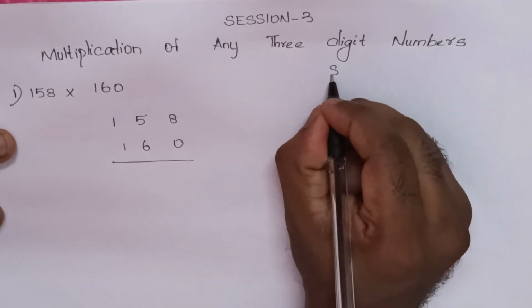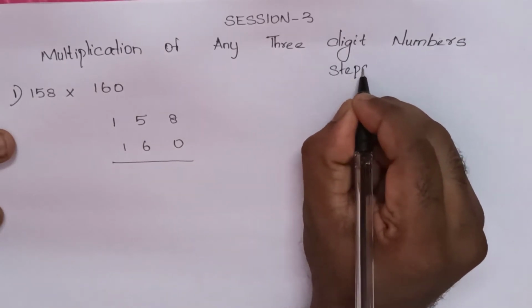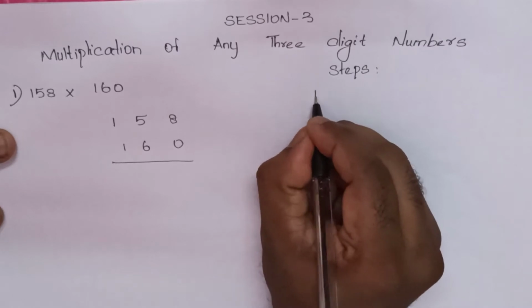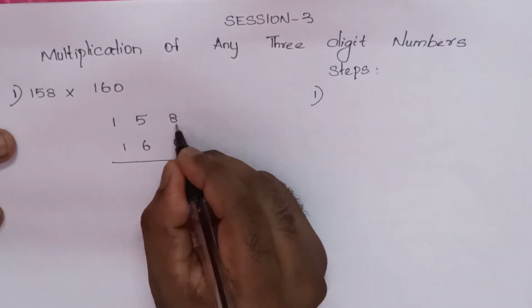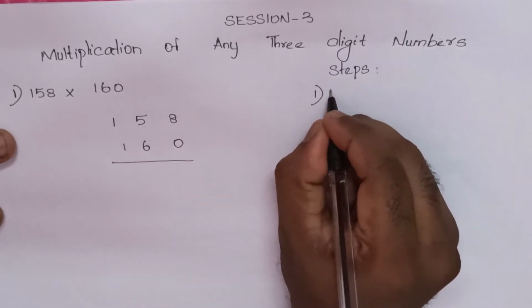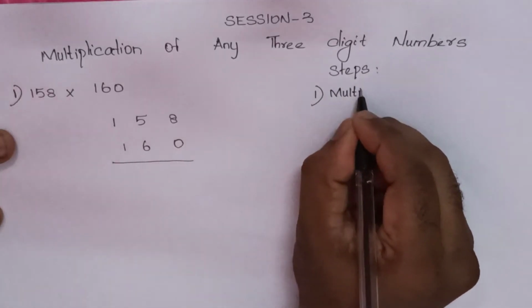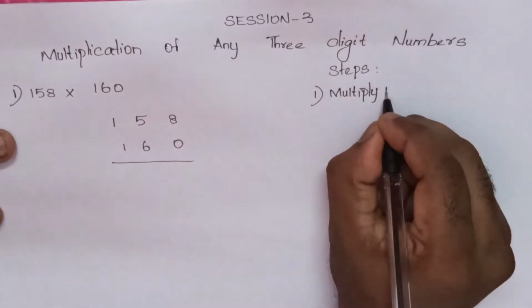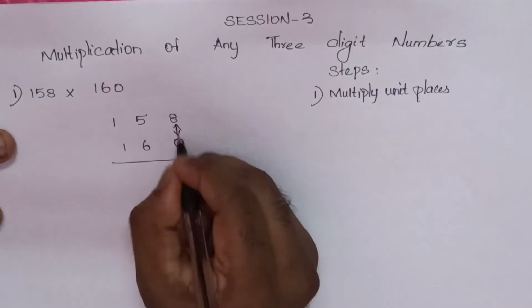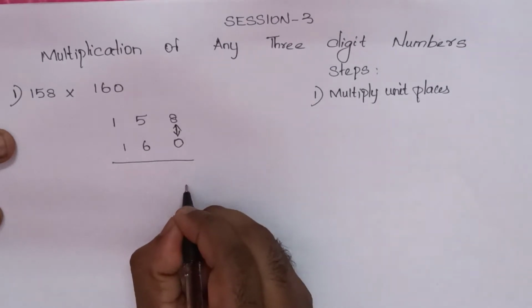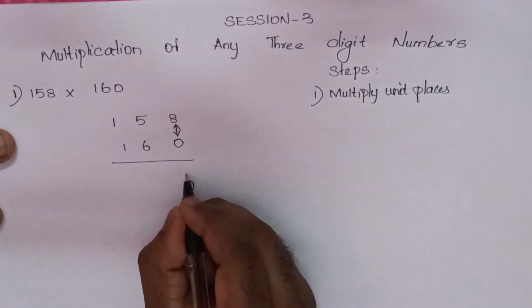Here I am going to mention the steps. The first step is to multiply the unit places of both numbers. 0 into 8 is 0. Leave some space here and write it here.